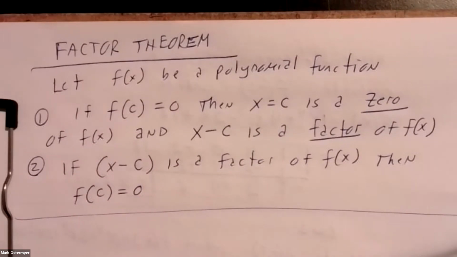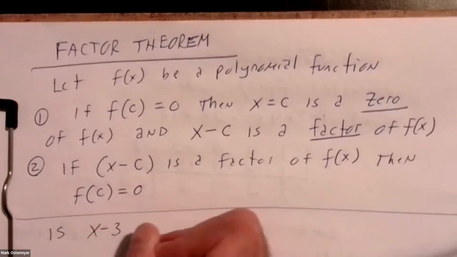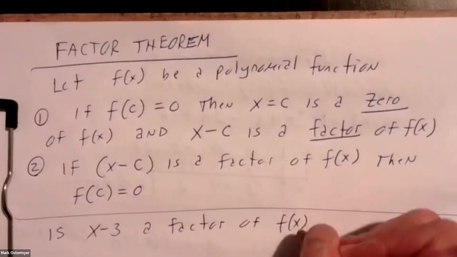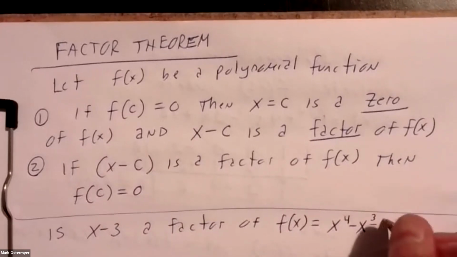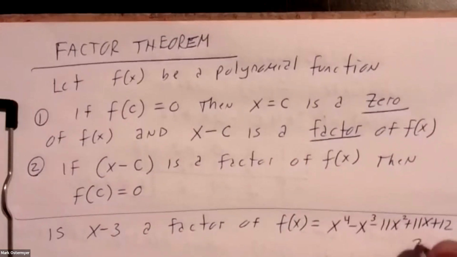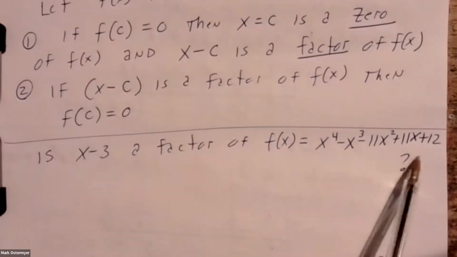So we can determine by synthetic division and the remainder theorem whether a number x equals c qualifies as being a 0 of our polynomial function, and whether x minus c is a factor of our polynomial. So let's ask ourselves this question now: is x minus 3 a factor of f of x equal to x to the 4th minus x cubed minus 11x squared plus 11x plus 12? That's the question we're going to try to answer. Is x minus 3 a factor of this 4th degree polynomial?